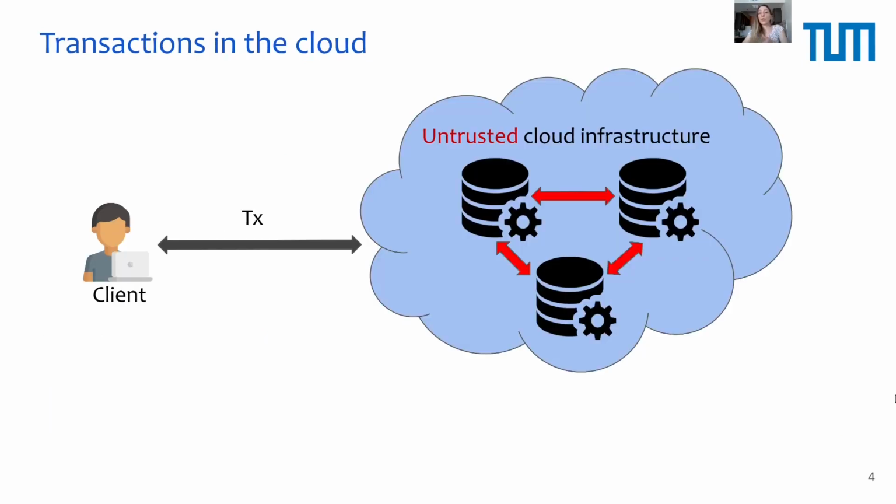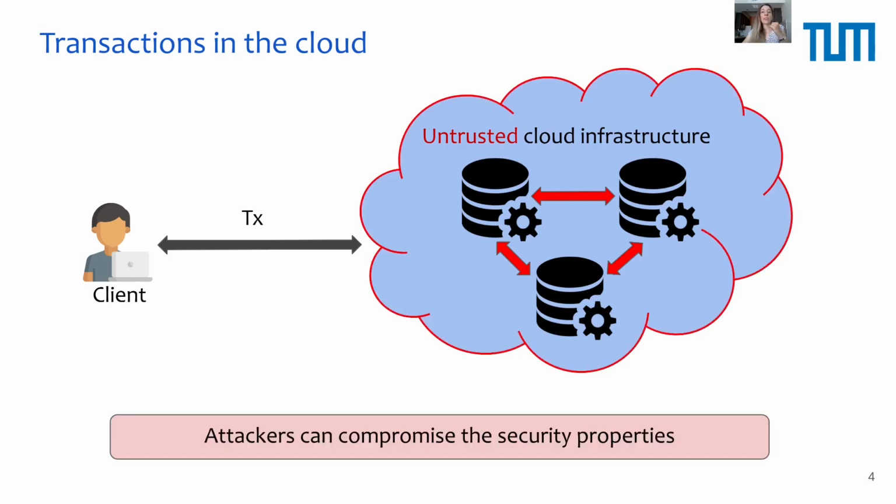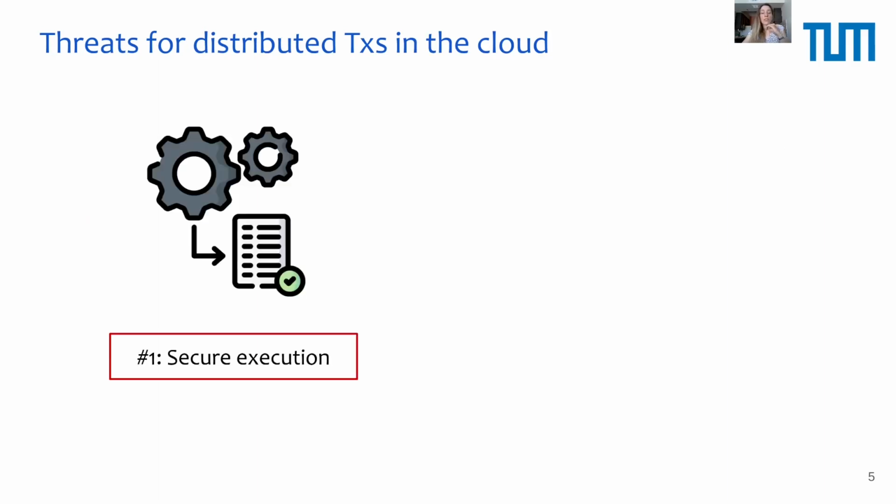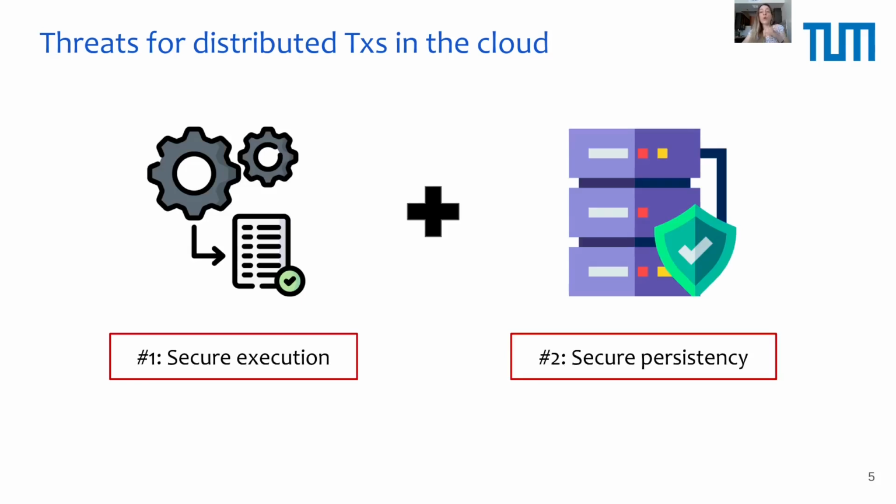Unfortunately, offloading transaction processing in the cloud has increased the security violations. Malicious attackers that can compromise and gain control over the entire software system stack, but also any kind of software bugs and configuration errors, might compromise the security properties of the stored data and the executed operations. Therefore, under the presence of such a powerful attacker, we have identified two core threats in the context of distributed transactions: the secure execution and the secure persistency, which both refer to how can we materialize and guarantee durability and atomicity for the distributed transactions in the untrusted cloud infrastructure.